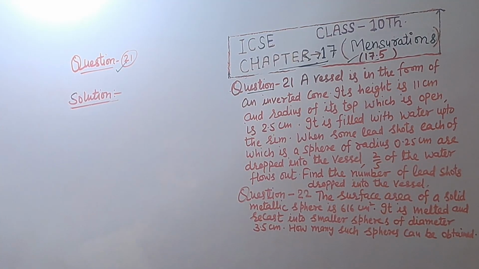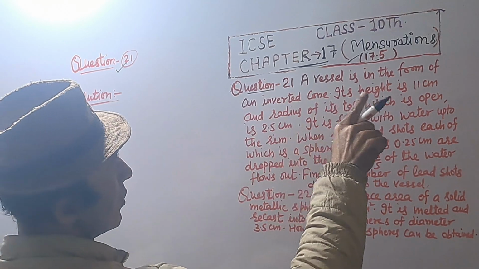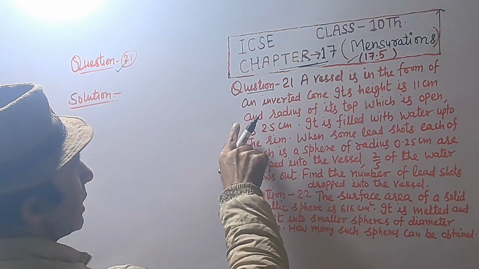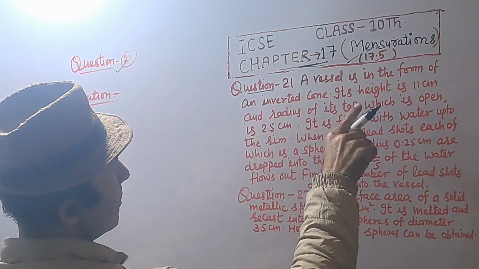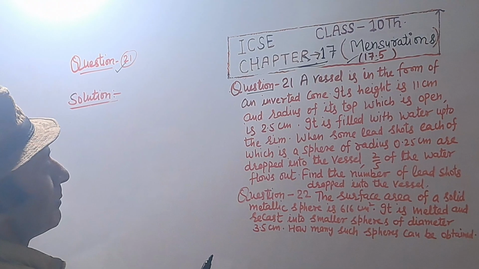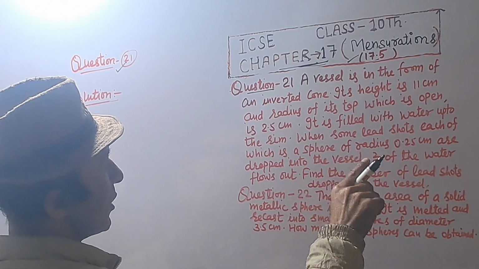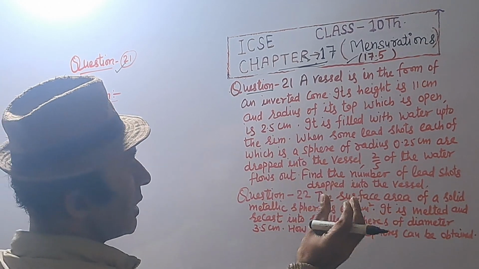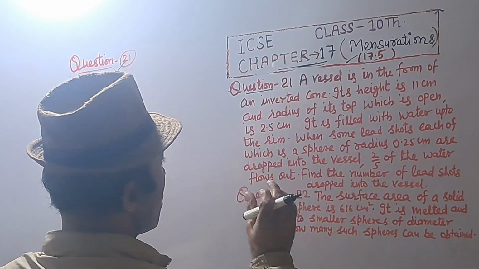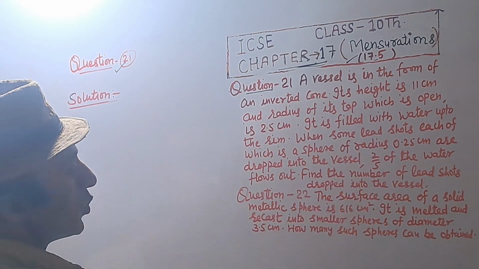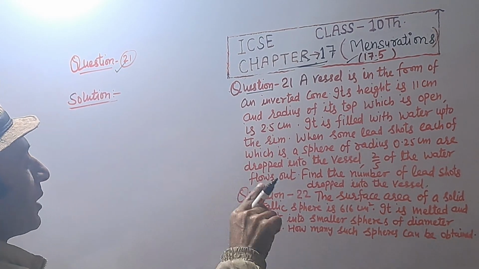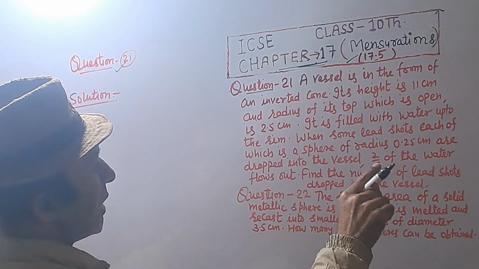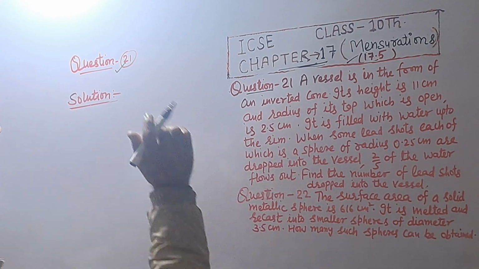Question number 21. A vessel is in the form of an inverted cone. Its height is 11 cm and radius of its top, which is open, is 2.5 cm. It is filled with water up to the rim. When some lead shoots, each of which is a sphere of radius 0.25 cm, are dropped into the vessel, 2/5 of the water flows out. Find the number of lead shoots dropped into the vessel.